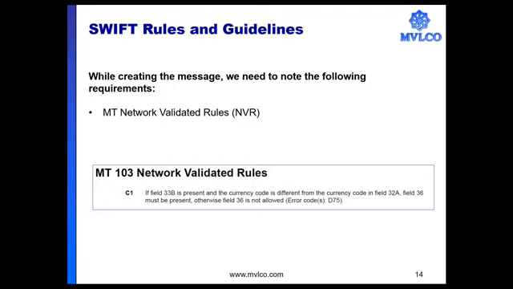You see on the screen one example of the network validated rules for the message called MT103. This is only one of them. It's not the only one which has to be complied with. And you can see the error code is also defined there.